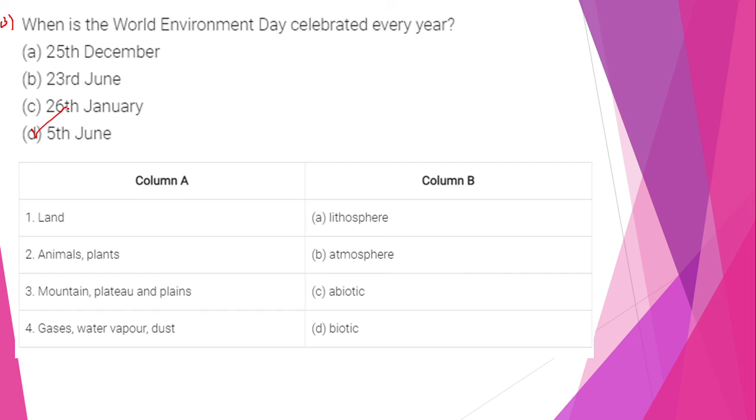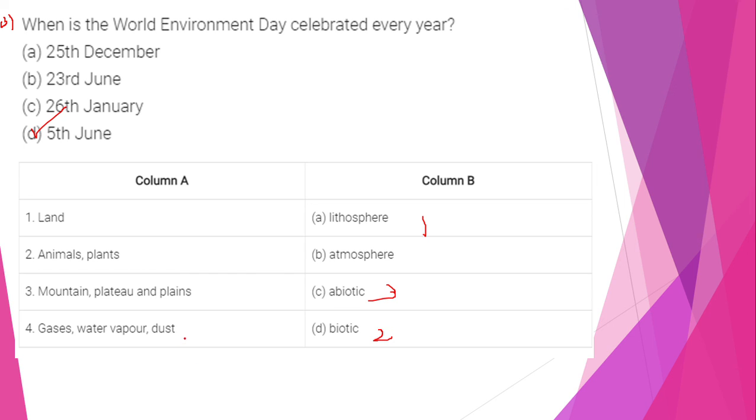Now match the following. What would come for land? Land is the lithosphere. Now animals and plants. Animals or plants are what? Do not think it's a sphere. They are living or non-living? So they are biotic, or living things. Mountains, plateaus, and plains are abiotic.